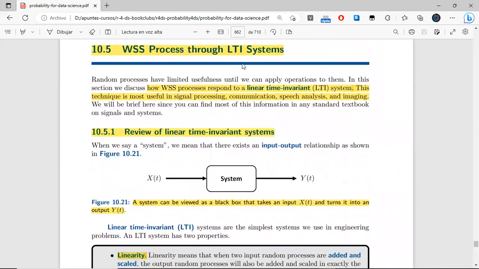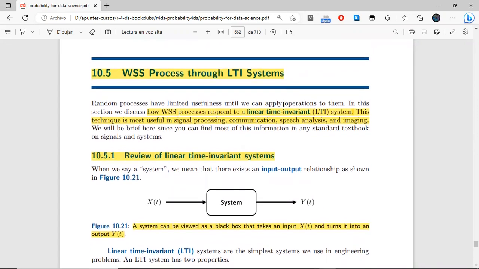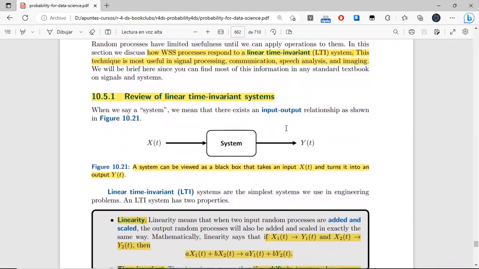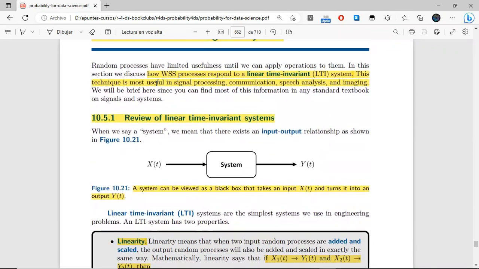Okay, so over here are the definitions. Up to this point there are only definitions, so we can make sense of how these concepts actually get applied in the real world. We consider a scenario labeled a linear time invariant system, or LTI. And as you mentioned, it seems to be used in signal processing, communication, speech analysis, and imaging.